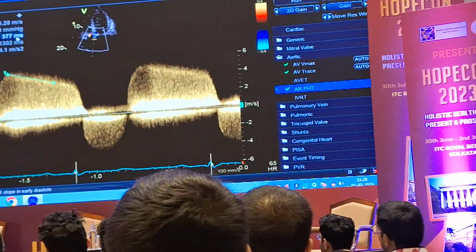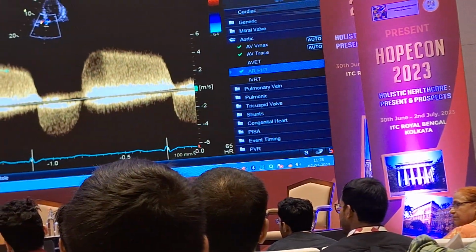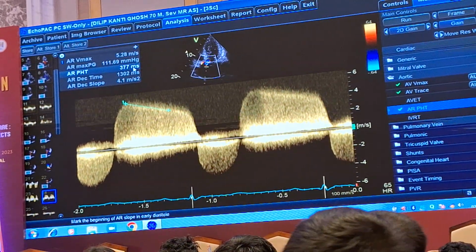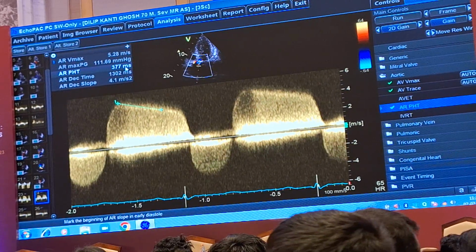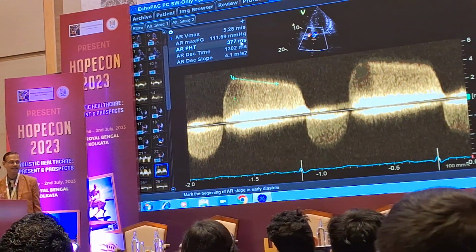377 milliseconds. So it's, how much? If it is more than 450, we call it mild. If it is less than 250, we call it severe. So in between 250 to 450, it is moderate. So it's a moderate aortic stenosis.